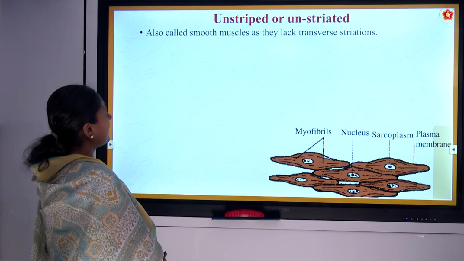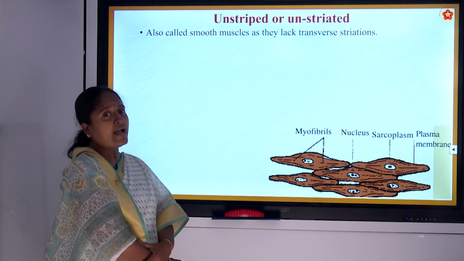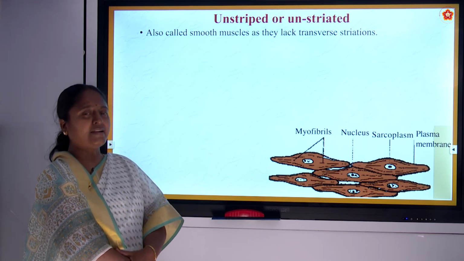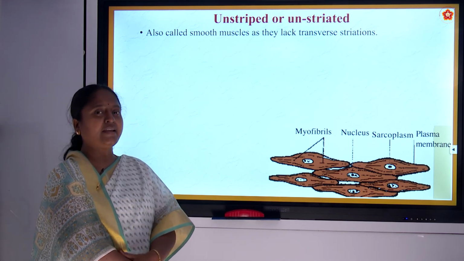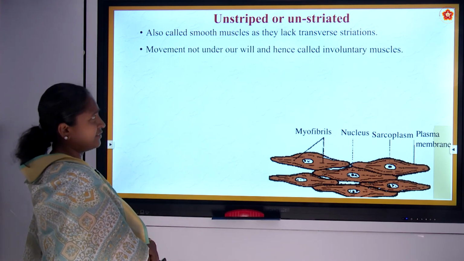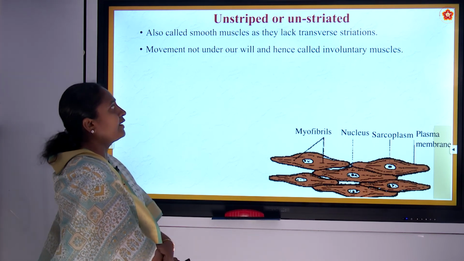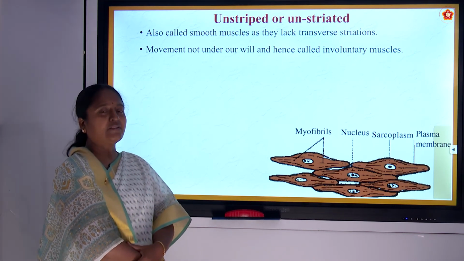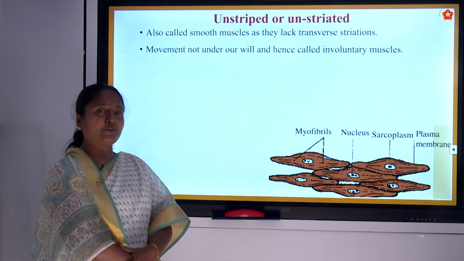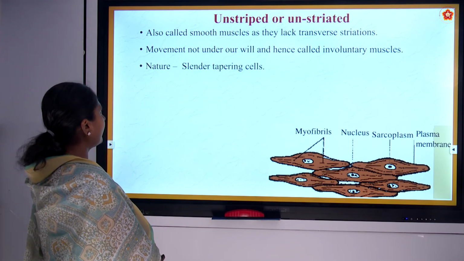And these cells are otherwise known as smooth muscle, and it won't have any kind of striation. From the name itself you can know, right? Unstriated. So it won't have any kind of striation or strips or band-like structure. And this muscle's movement we cannot control. It will work involuntarily. We cannot control its action at all. Hence they come under involuntary.